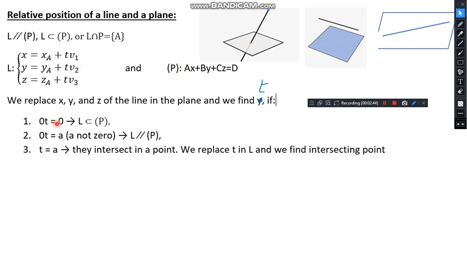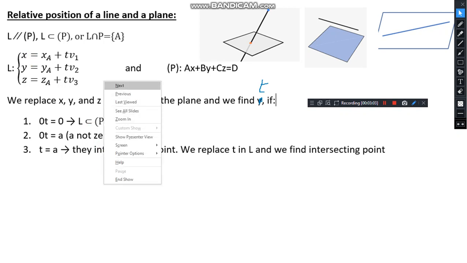If you have 0t equal to 0, infinitely many solutions implies that L is a subset of the plane P. If you have 0t equal to a number not 0, it is impossible, so it means that L is parallel to P. And if you have t equal to a number, they intersect at a point. So you replace t here and you get the point of intersection. So let us take an example.